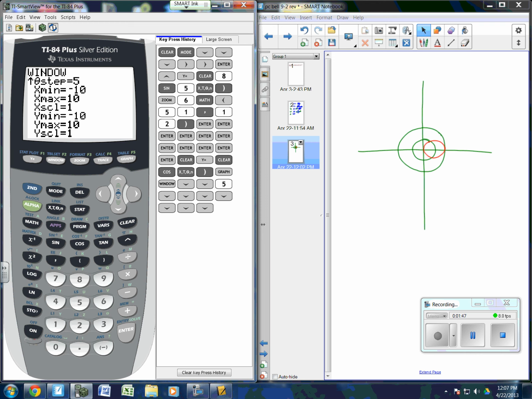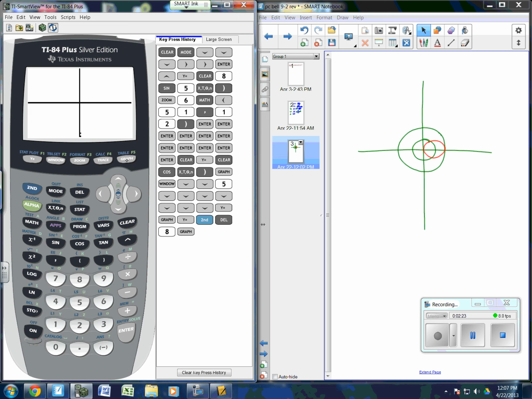Okay, good. All right, so now we go to Y equals right here. Notice, since I put in cosine of theta, when we hit graph, it does a very small circle right there. Let's do this. We can either change our window and make it smaller so the graph looks bigger, or we can just make the radius a little bit bigger. Let's insert 8 right there. So 8 cosine of theta. Graph that. And there's a circle.